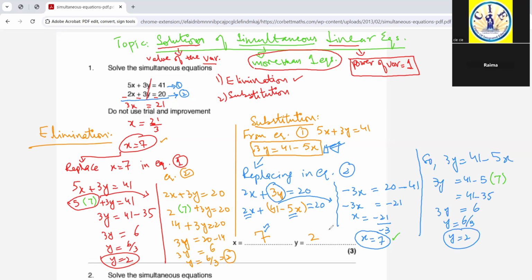So in that case again, you get the same values of variables x and y. X is 7 and y is 2. So these are the two basic methods to solve simultaneous linear equations, the elimination method and the substitution method. I hope the methods would be clear now.